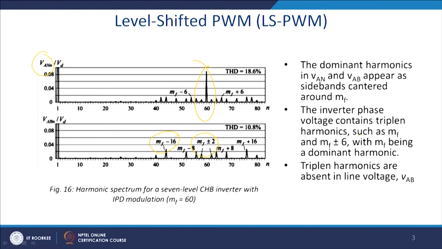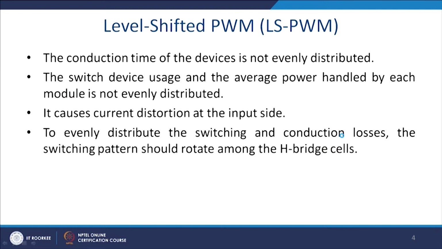So, what happened here? The inverter phase voltage contains triplen harmonics, though they will not be reflected in your line harmonics, and for this reason mf plus minus 6, with mf being a dominating harmonic, the triplen harmonics are absent in the line voltage AB. It is quite clear. Now, what are the actual takeaways from this level shifted PWM?